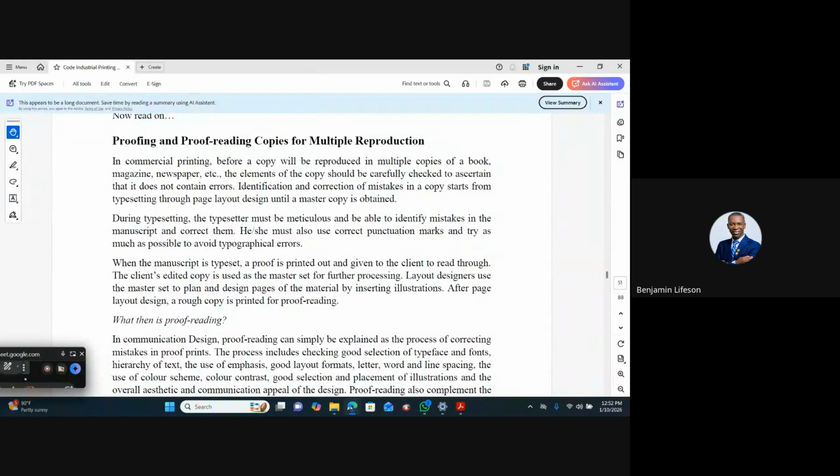So that printed sample that is given to the client is called the proof, before the final production takes place. After the typesetting and the layout are all done, you don't begin to print in multiplicity. No, you still have to give it out.